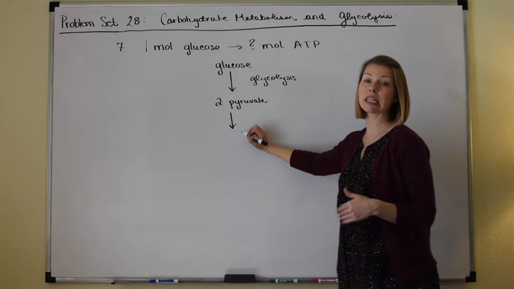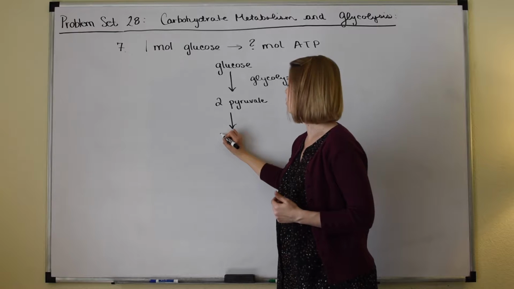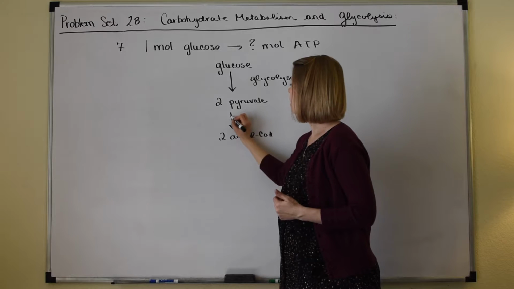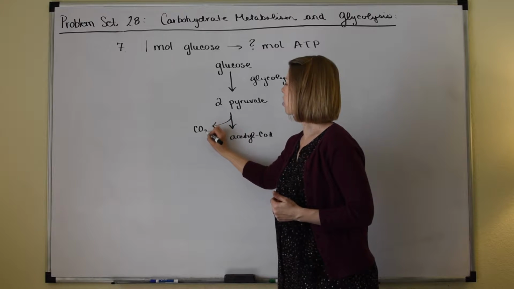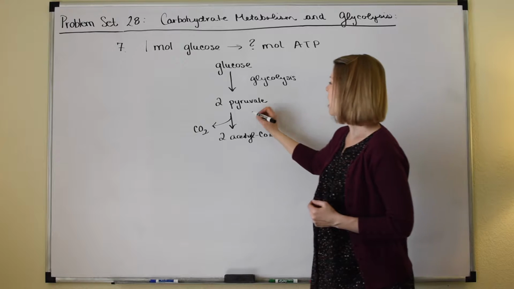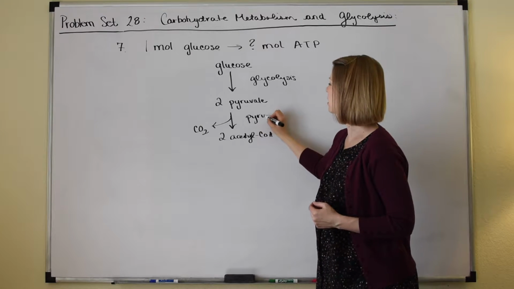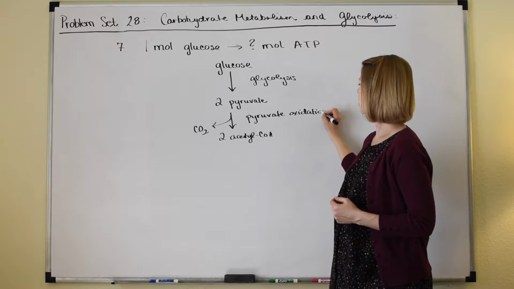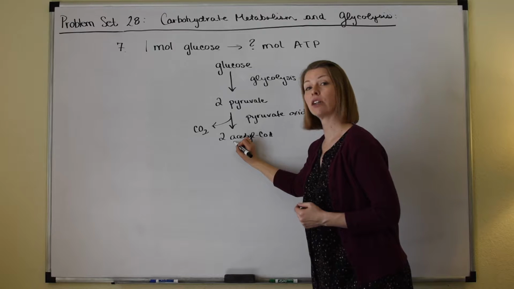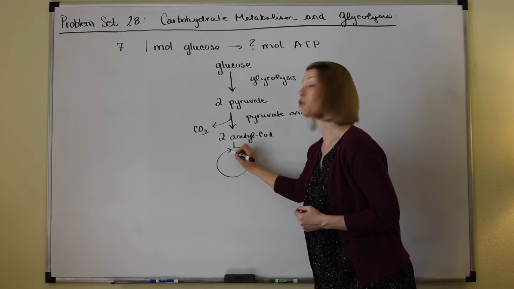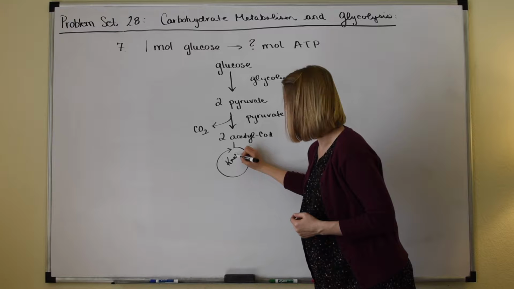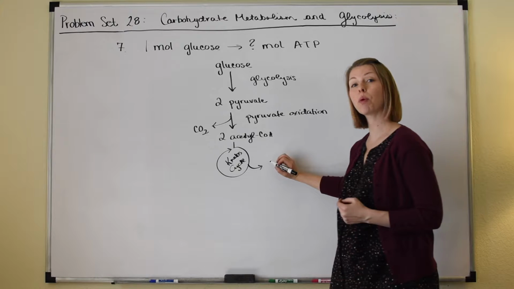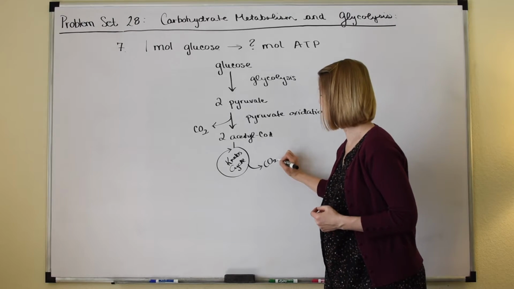Each pyruvate is then going to be oxidized into acetyl coenzyme A, and carbon dioxide is lost in that process. That is a process known as pyruvate oxidation. Okay. And it's the acetyl coenzyme A that can enter into the Krebs cycle, where the acetyl portion is going to be fully oxidized into carbon dioxide.